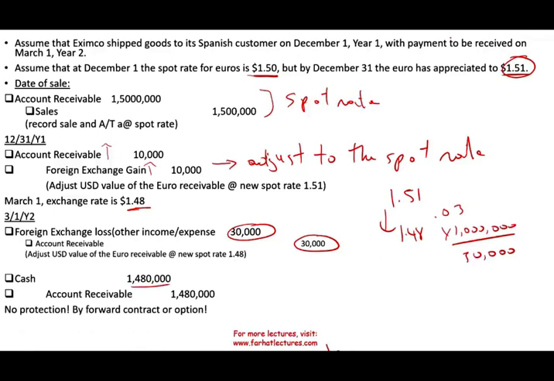Then we receive the cash, 1,480,000. Once we receive the euro, we exchange it to dollars, and we remove the receivable. So this is when we have no protection, no forward, and no option.